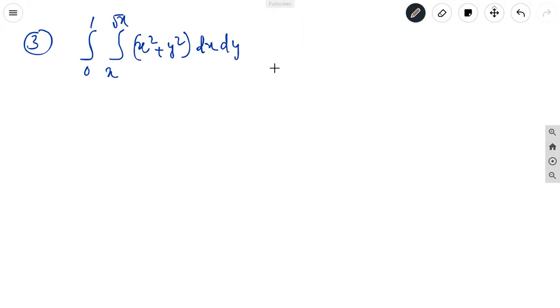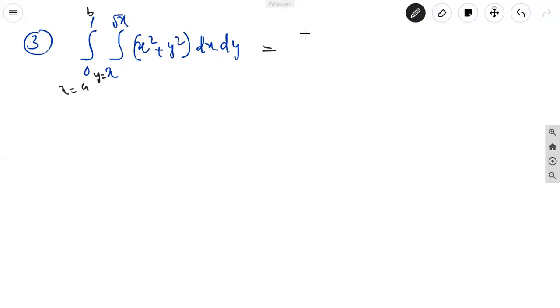Here the question is, in the first one x has real values, that is x equal to a to b. The second integration is y equal to x to root x. That is nothing but the function of x comma y is x square plus y square dx dy. The y variable can be expressed as a function of x, that is y equal to x is one boundary line, y equal to root x is another boundary line. The curve is bounded by y equal to x to y equal to root x.